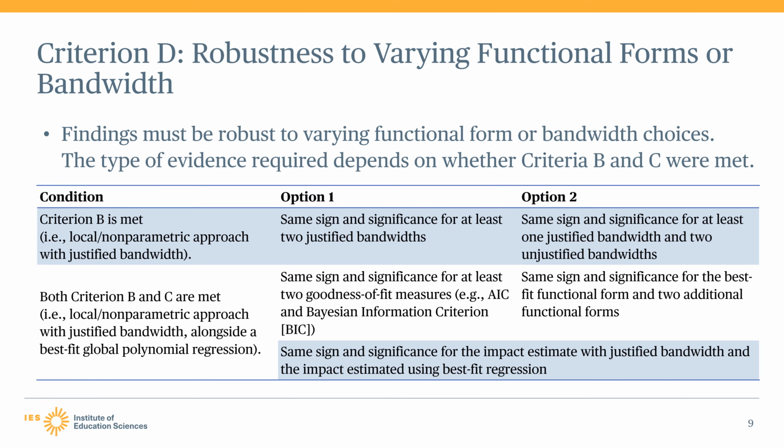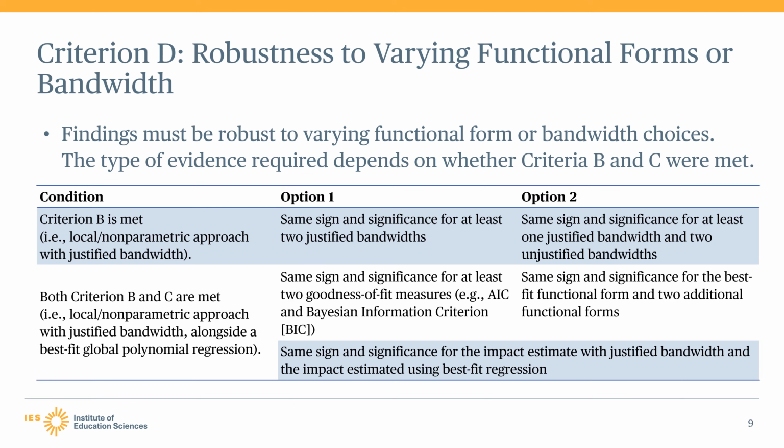If the study fails to satisfy criterion B, then it is not necessary to consider the robustness requirement. The robustness requirement only applies to studies which may fully satisfy the functional form and bandwidth requirement. To partially satisfy the bandwidth requirement, studies may satisfy criterion C, but need not satisfy criterion D. However, some studies might present both a local or non-parametric approach with a justified bandwidth alongside a best fit global polynomial regression and satisfy both of criterion B and C.